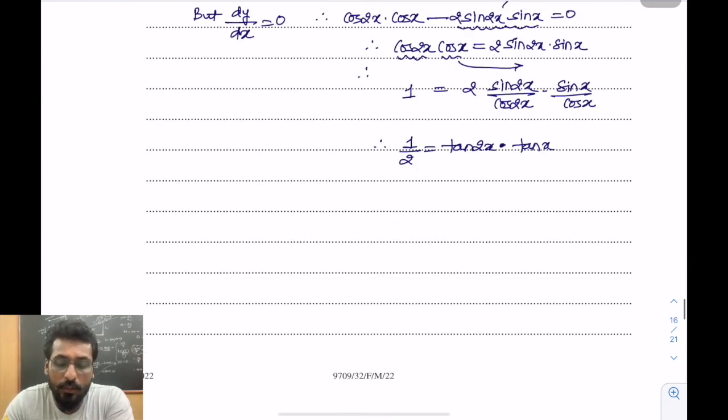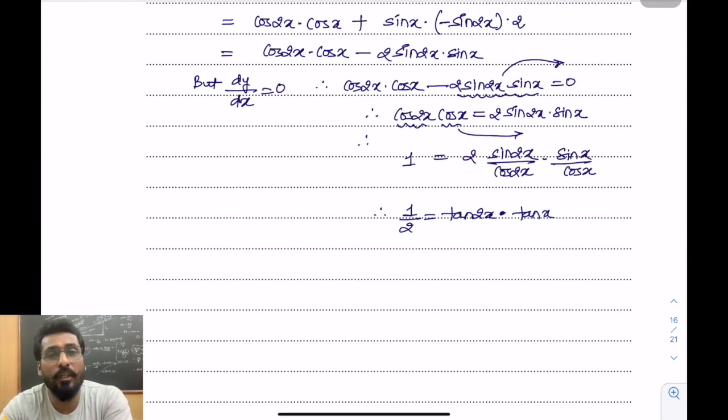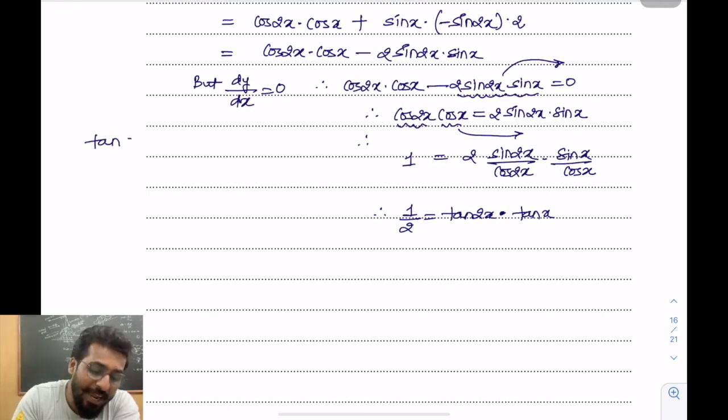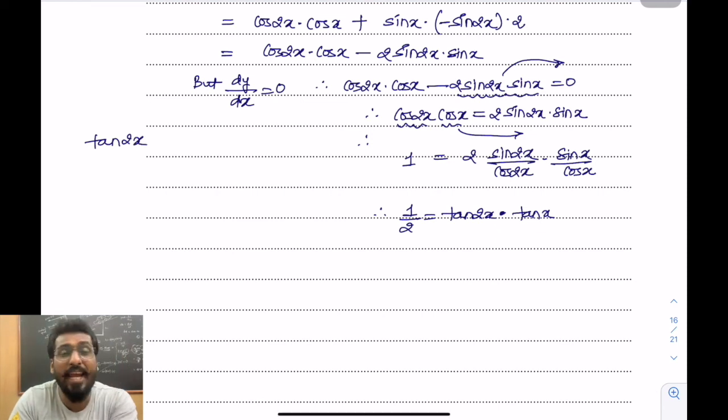Still we do not know how to proceed further. Tan 2x into tan x, I don't have any formula. Don't start searching in the formula list whether we have a formula for tan 2x into tan x. No, we don't have, but we have this formula. See, I am now going to evaluate the value of x. I want to get the value of x. So there is one term which is a double angle, tan 2x, and then there is tan x. You can say half angle, right? So double angle, half angle is one and the same thing.